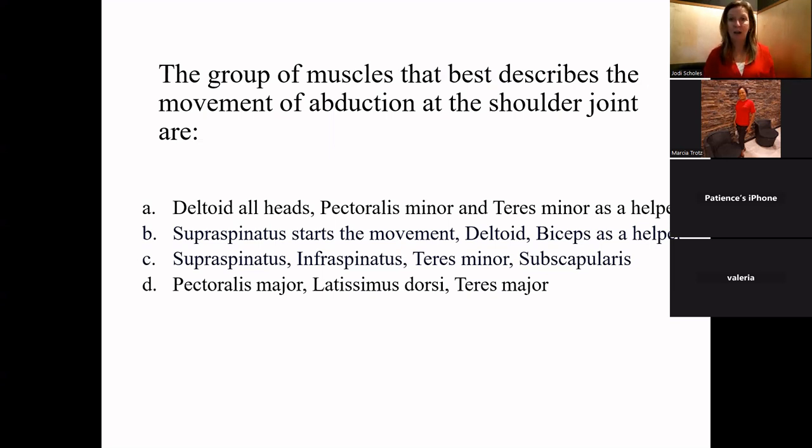I see some answers coming in the chat. Okay, best practices. Let's get rid of one wrong answer. You know there's one wrong answer in there, and I think it's not letter C. Letter C you might recognize, but you recognize it because it's the SITS muscles, the rotator cuff muscles.